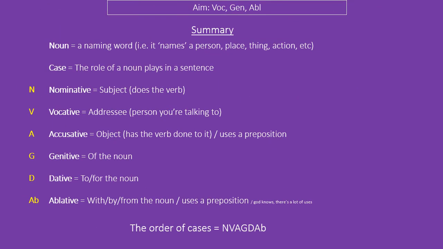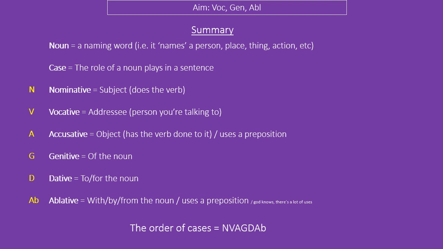So in summary, that's it. Those are the 6 cases. We have the nominative, the subject that does something, the vocative, which it probably isn't, but it's if you're talking to someone, your accusative, which is either the object or you're using the whatever a preposition means. Genitive is of, dative is to or for, ablative is with or by or from, or a preposition, or just something.